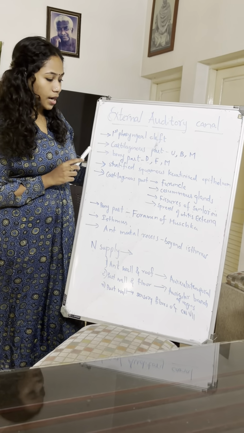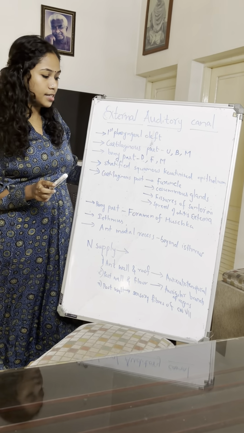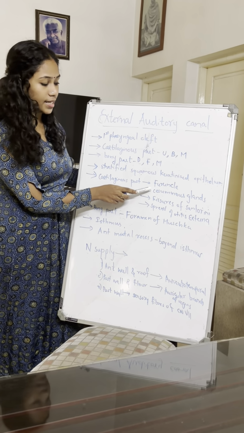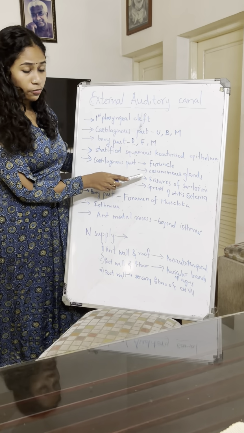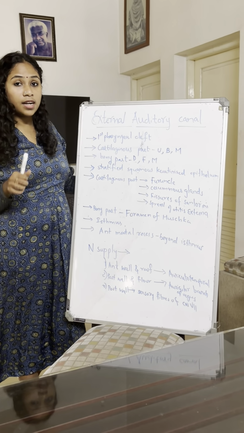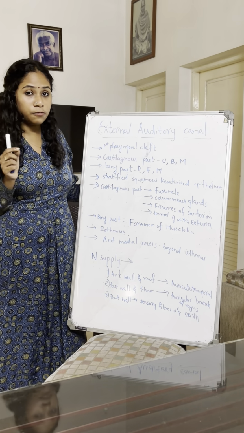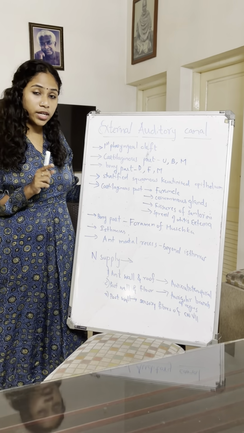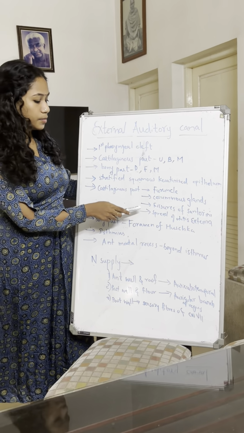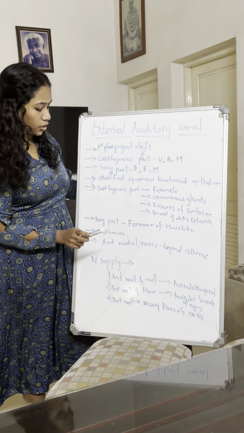Then coming to the cartilaginous part. Further, the cartilaginous part has furuncles and ceruminous glands. The ceruminous gland is responsible for secreting wax, and also one very important point is the fissures of Santorini. Fissures of Santorini are deficiencies in the floor of the cartilaginous part, and they spread infection to the parotid, causing parotitis, or to the base of the skull via the cranial nerves. So that is it, the spread of otitis externa occurs through the fissures of Santorini.